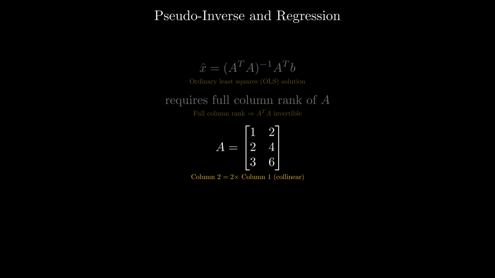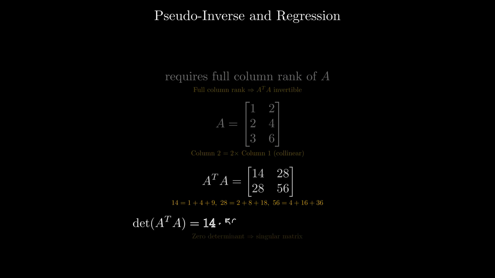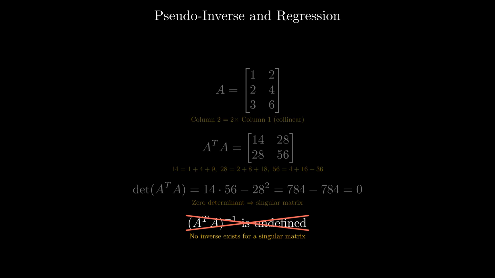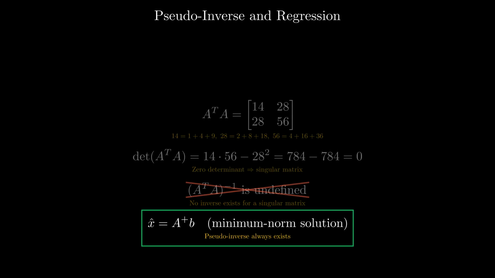As a result, A transpose A becomes singular. Computing it gives the matrix 14, 28, 28, 56, and its determinant is 14 times 56 minus 28 squared, which is 784 minus 784, equal to 0. With a 0 determinant, the inverse is undefined, and the whole formula collapses. This is where the pseudo-inverse steps in. X hat equals A plus times B, delivering the minimum norm solution gracefully, even when the ordinary inverse does not exist.